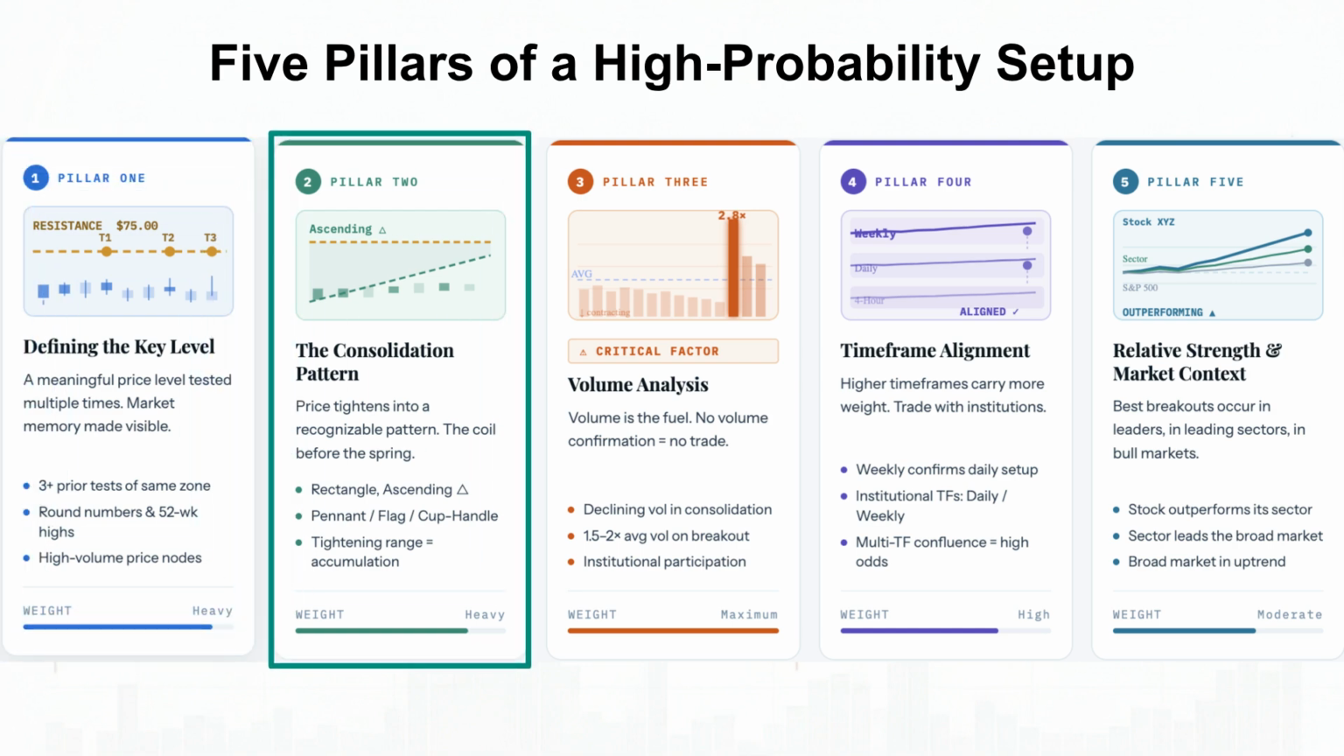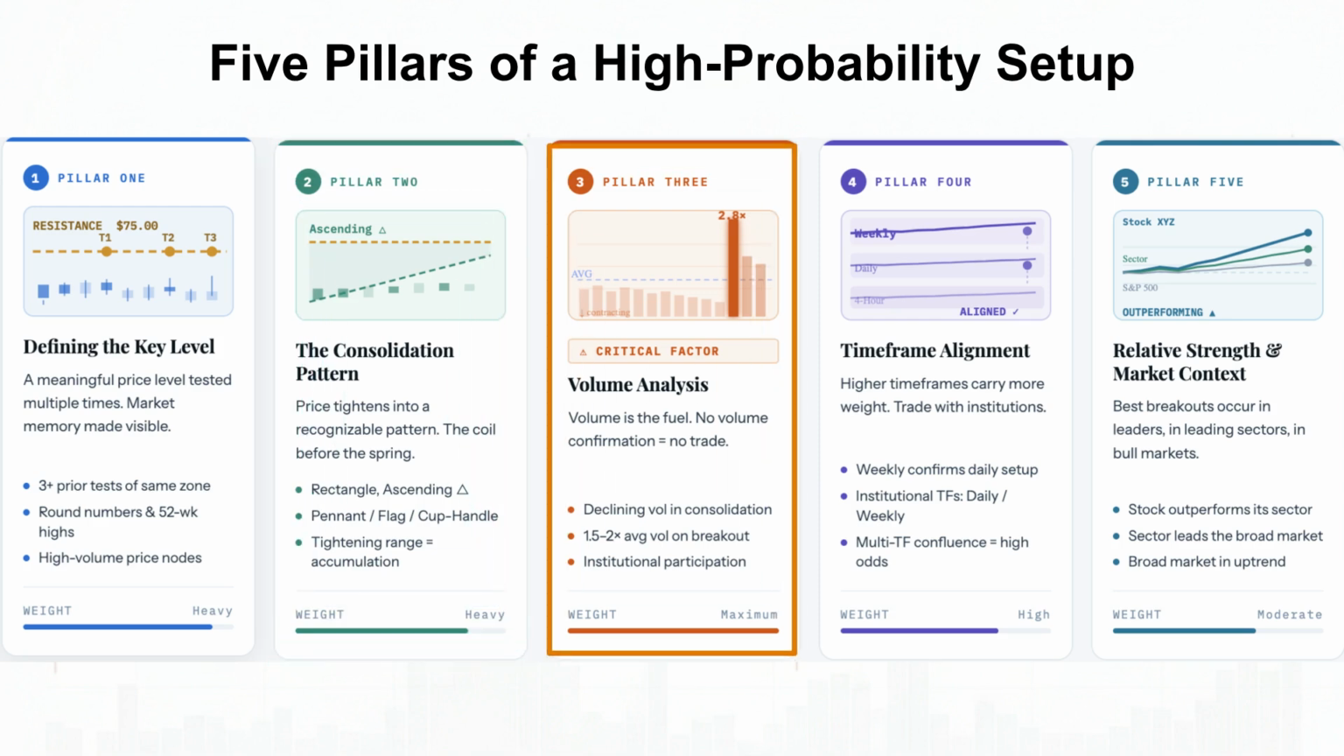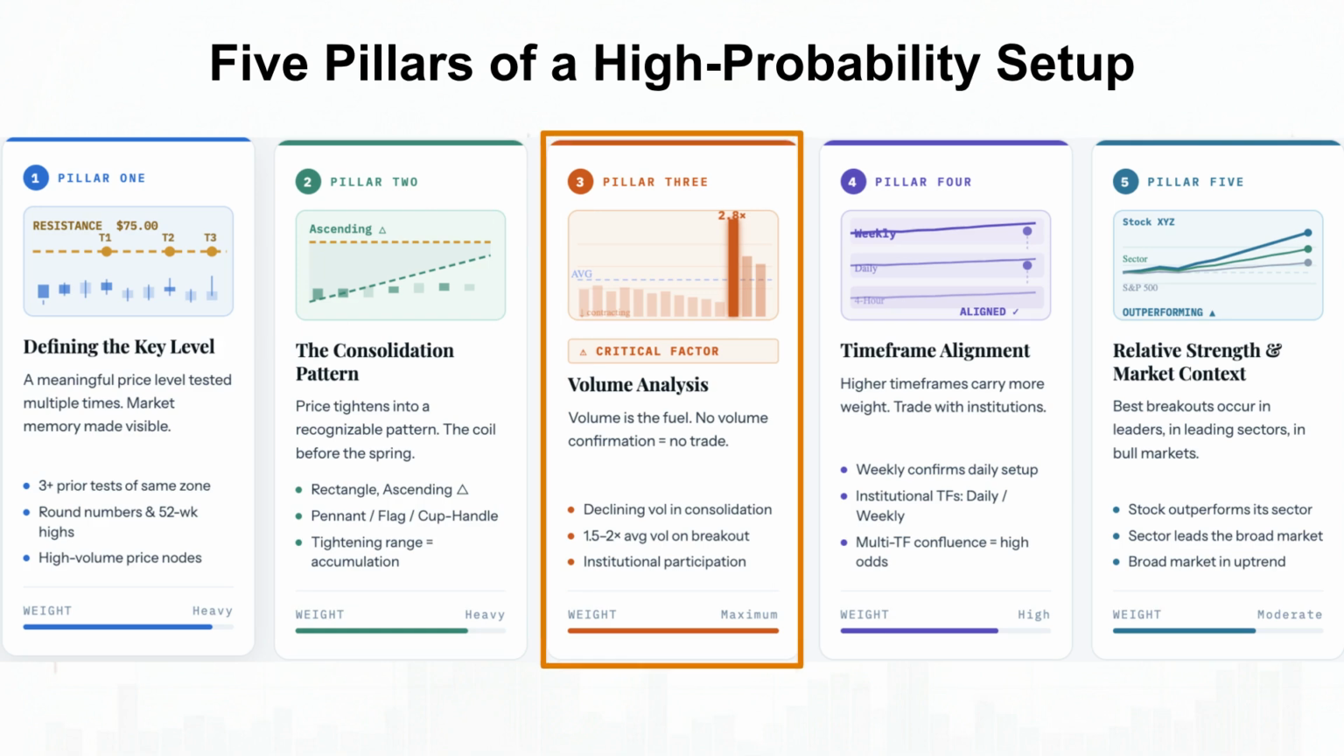Pillar 2. The consolidation pattern. Before most breakouts, price compresses into a recognizable structure, such as a rectangle, ascending triangle, pennant, or cup and handle. These patterns signal that supply is gradually being absorbed. Pillar 3. Volume analysis. Volume confirms intent. Activity often contracts during consolidation, then expands sharply on the breakout. As a guideline, breakout volume should reach roughly 1.5 to 2 times the recent average.